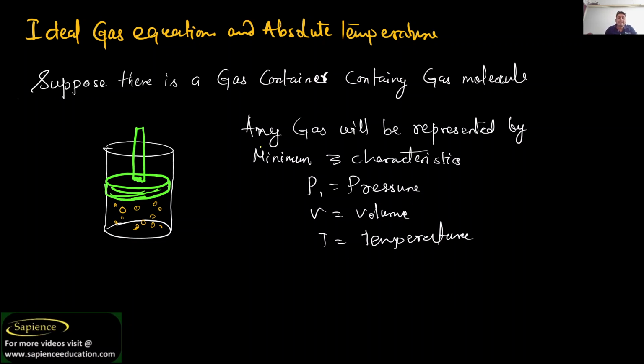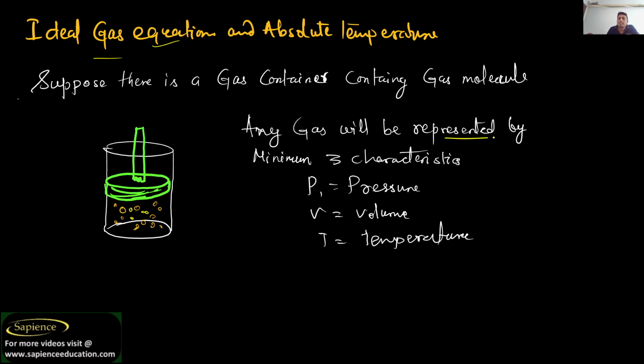Before ideal gas, if I am talking about an ideal student, it means we assume the best student, who follows all the rules. Then only do we consider the student ideal, like an ideal gas. So suppose there is a gas container containing gas molecules. See here, I will make you understand what the ideal gas equation is. Before that, you need to understand that suppose there is a jar, and the jar contains gas molecules.